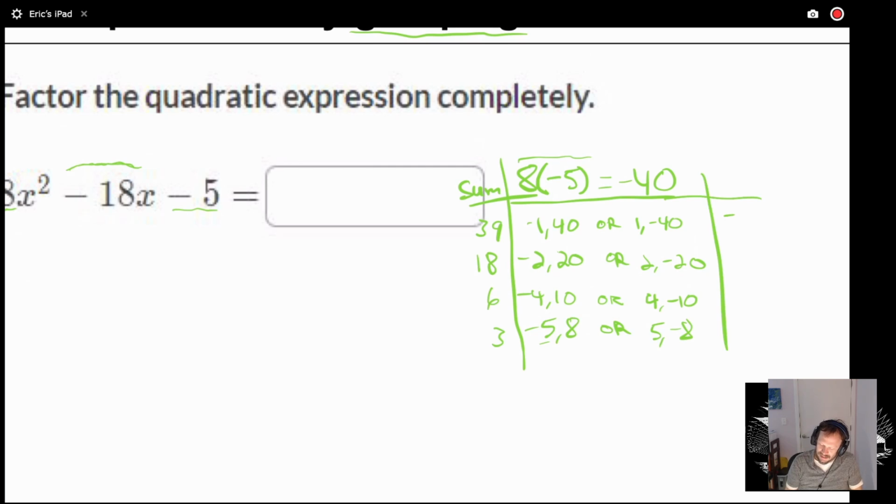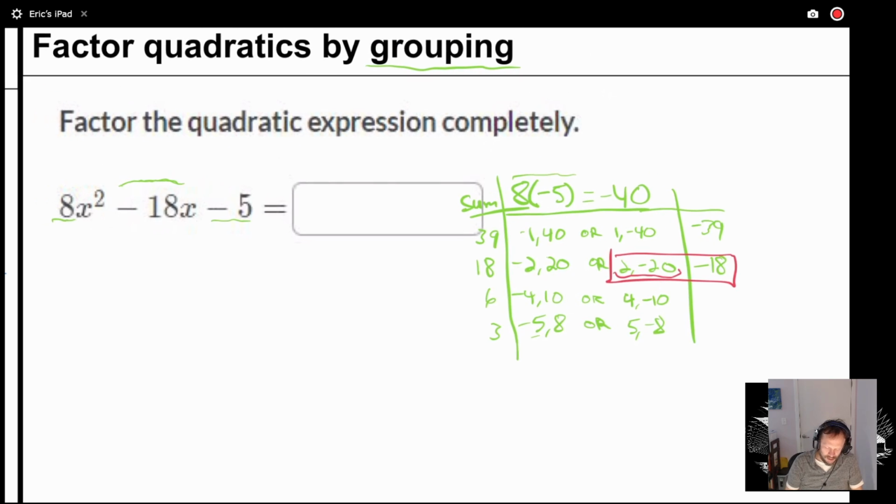Negative 1 and 40 is negative 39. Okay, well, I got a negative number at least. 2 plus negative 20, there we go. There's our negative 18. I can stop at that point. I've found my pair of factors, 2 and negative 20. And here's what you do.